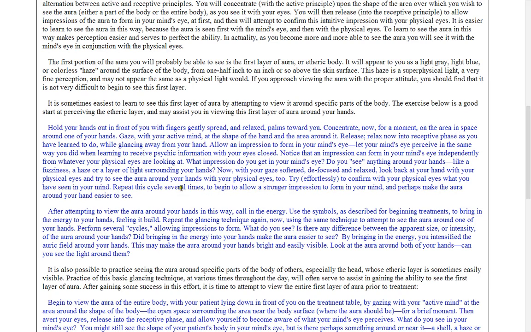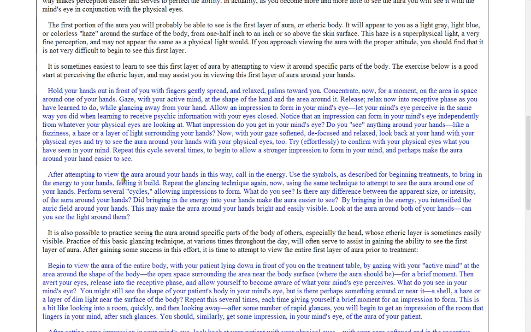Repeat this cycle several times to begin to allow a stronger impression to form in your mind, and perhaps make the aura around your hand easier to see. And you can do this as we speak too. So continue practicing. Repetition, train, practice. Remain consistent, have integrity and stamina to continue.